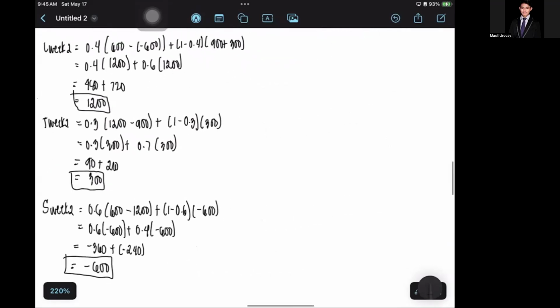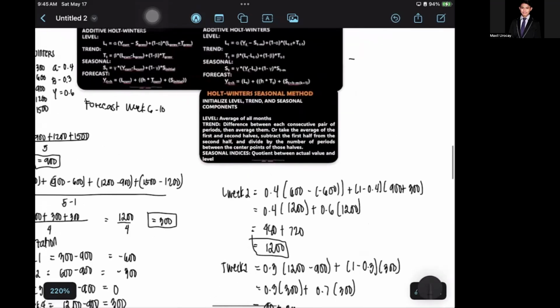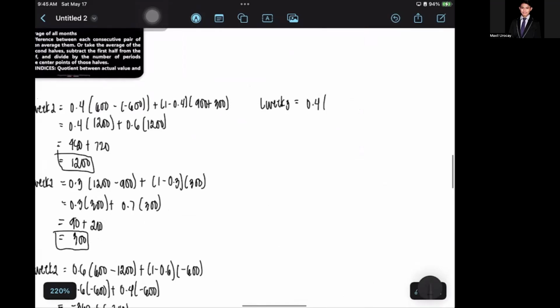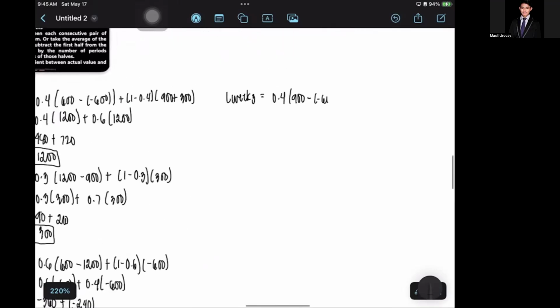After getting the seasonal of week 2, we'll proceed to the level of week 3. Wherein you will use the alpha. The alpha that you do have is 0.4. Then your current value for that one, the current value of week 3, rather. Week 3 is 900. So 900, so minus the previous seasonality. Your previous seasonality is negative 600. So negative 600.